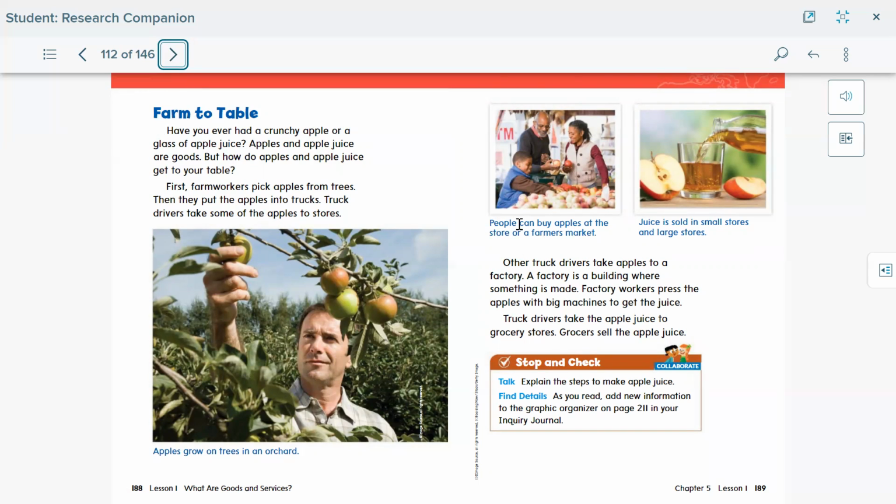All right. People can buy apples at the store or at the farmer stand or farmer markets. And juice is sold in small stores and large stores. So other truck drivers take apples to a factory.